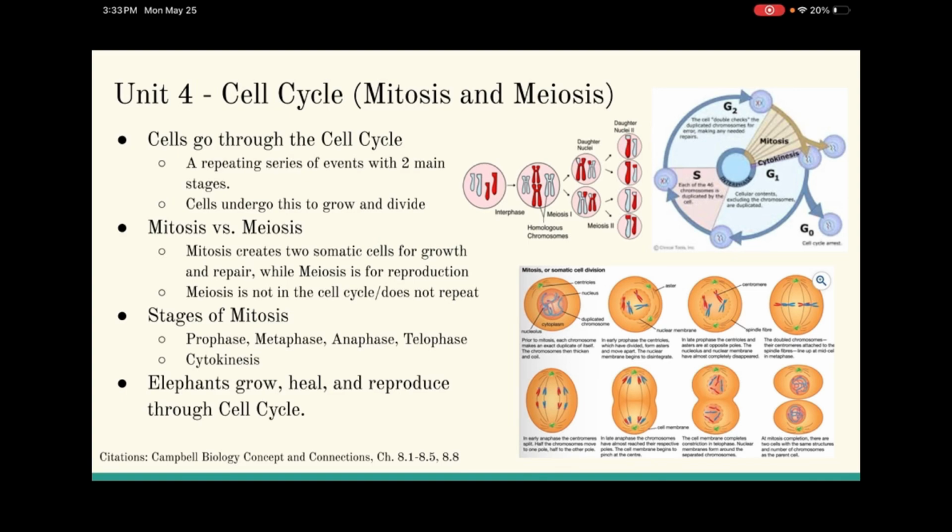Mitosis creates two identical somatic or body cells and occurs repeatedly in the cell cycle and is used for growth and repair. Meiosis, on the other hand, creates 4 different reproductive cells with half the chromosome number. There are many stages of mitosis. There are 4 main stages: prophase, metaphase, anaphase, telophase, and also cytokinesis, which is in another section.